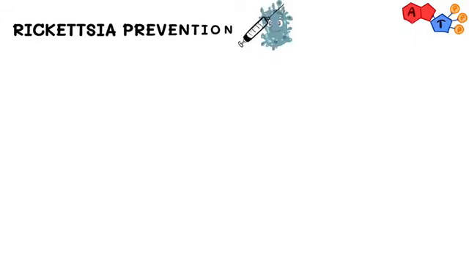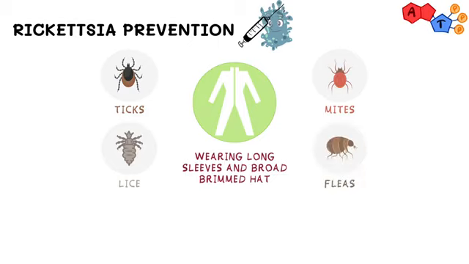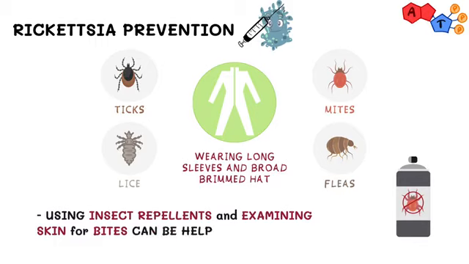We've discussed everything about Rickettsia. Now the question is, how can we prevent it? It can be prevented with wearing long-sleeve protective clothing and a broad-brimmed hat to reduce the risk of infection when undertaking activities where human contact with ticks, lice, mites, or fleas may occur. In addition to that, using an insect repellent and examining your skin for possible bites following these activities may be helpful.